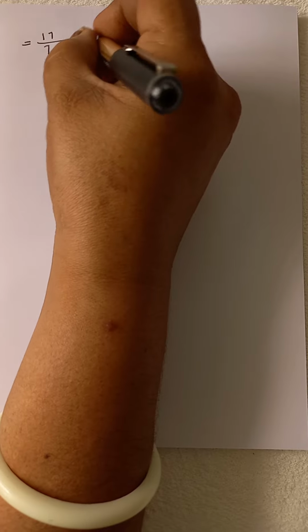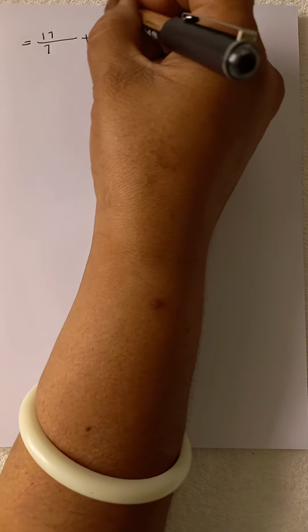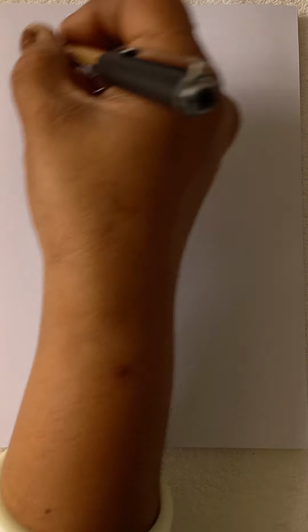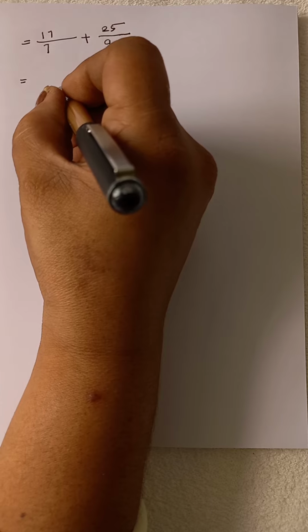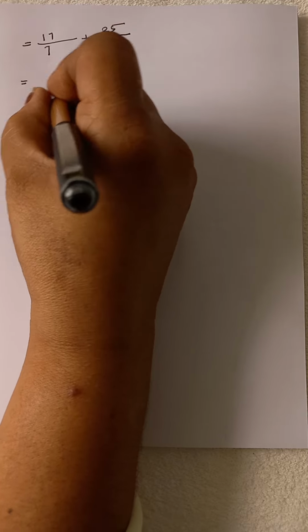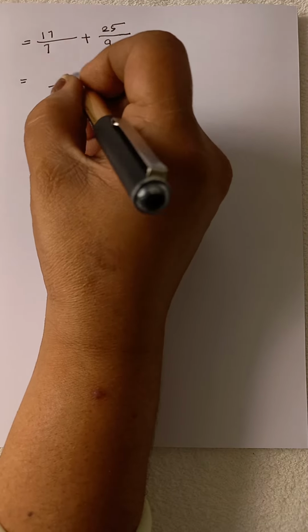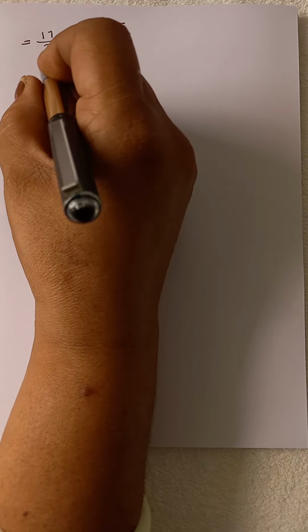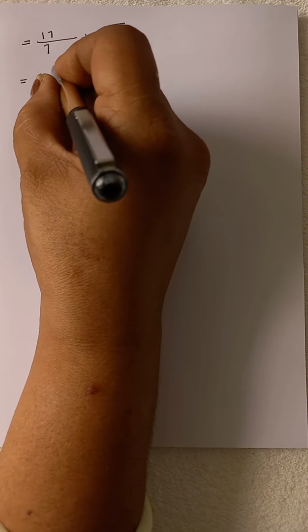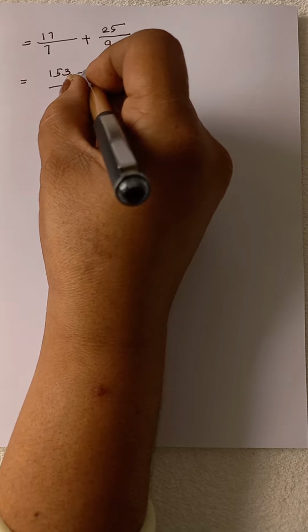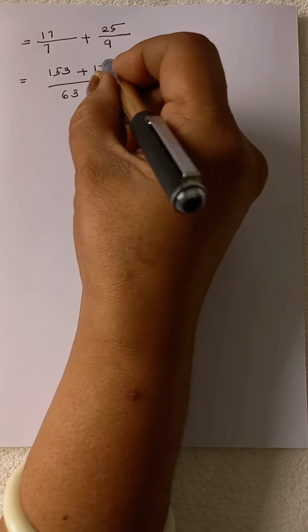Now that plus 9 is the common denominator in the second case. 8 plus 17, that is 25. This is equal to 9 into 7 is the LCM here, that is 63, as there is no common factor in this case, it's 7 and 9. So 63 by 7 is 9, 9 into 17, so that is 153, plus 25 into 7, that is 175.